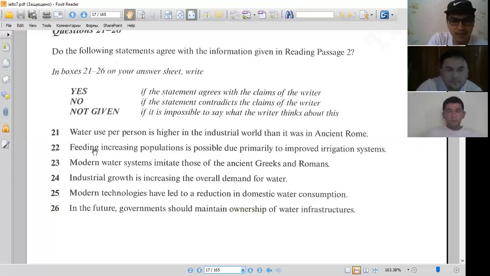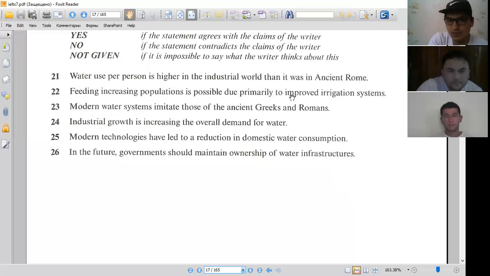Next: Feeding increasing populations is possible due primarily to improved irrigation systems, right? So here the keywords are irrigation systems, feeding populations, increasing populations. Population is a keyword. Next: Modern water systems imitate those of the ancient Greeks and Romans. What are the keywords?